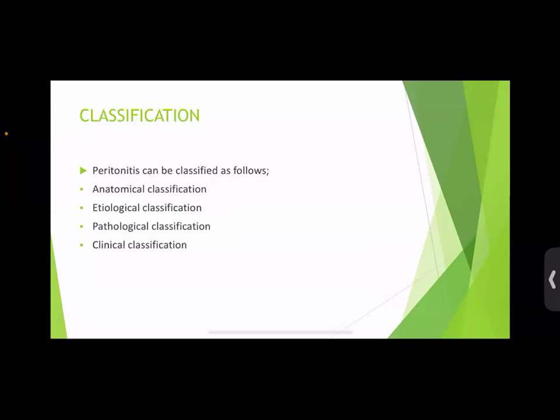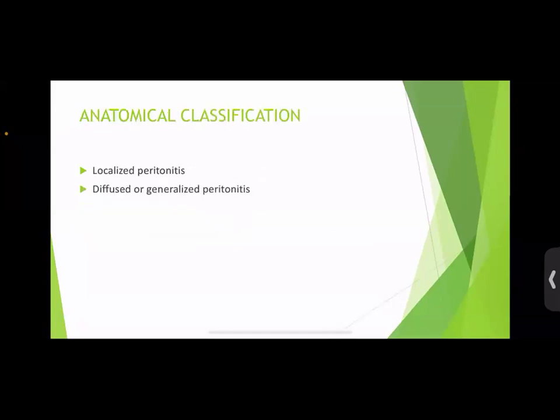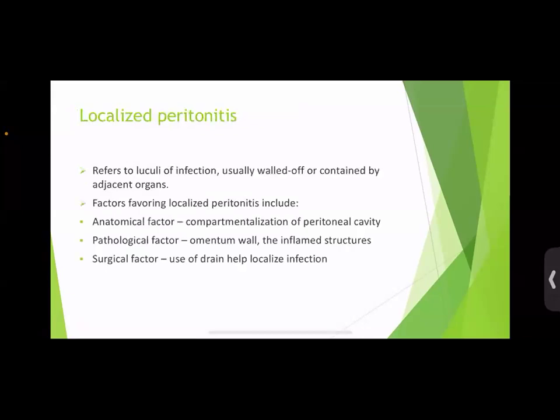So, classification of peritonitis. Peritonitis can be classified under 4: it can either be anatomical classification, etiological classification, pathological classification, or clinical classification. For anatomical classification, it's subdivided into 2. We have localized peritonitis and diffused or generalized peritonitis.